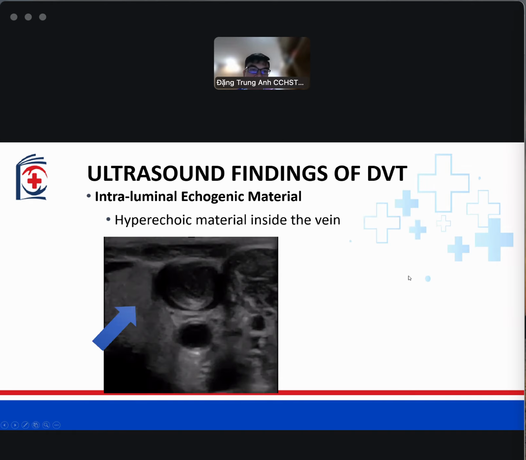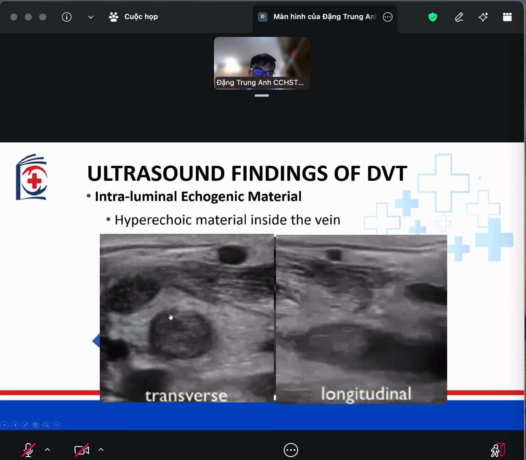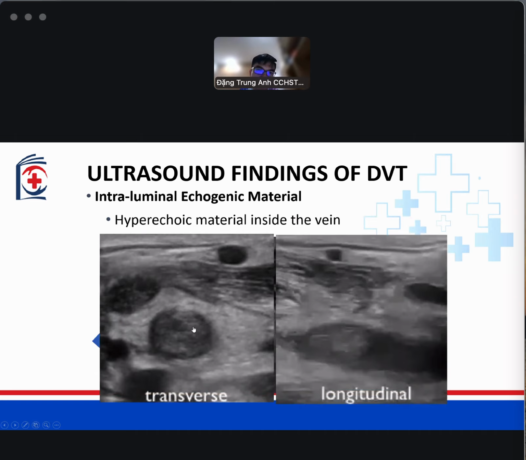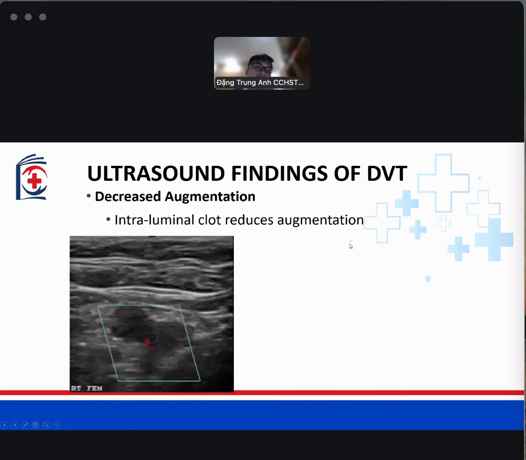So we can think that there is a thrombosis inside. And the second finding is the hyperechogenic material inside the vein. You can see that inside the vein we have some hyperechogenic material, so that may be the thrombosis. And if we switch to the longitudinal view, we can see that the thrombus can be on one side.